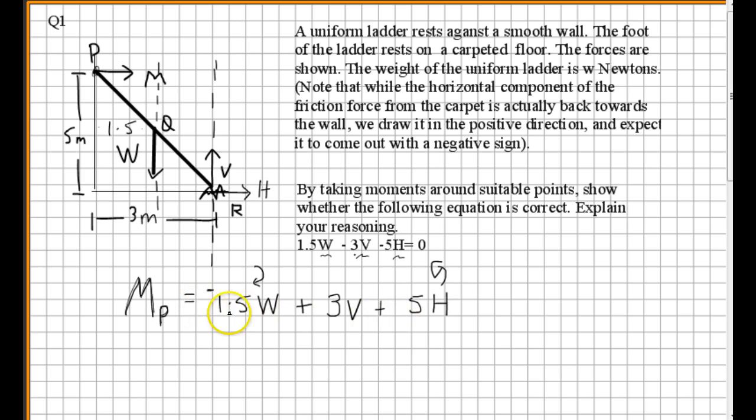So that's the equation. And because this system is at equilibrium, we know that the sum of moments is always 0. So if we look at this equation here, we can see that it's actually the same as this equation here, where everything is multiplied by -1. So we can say that equation is correct.